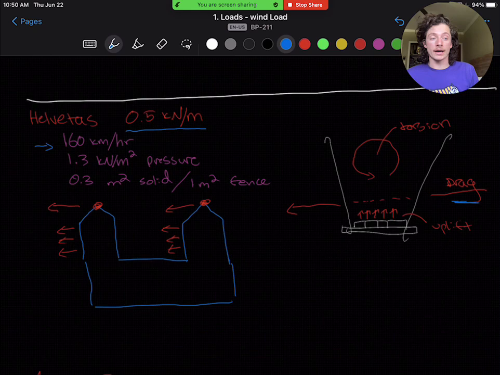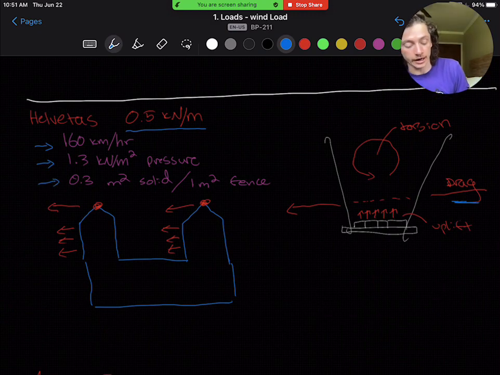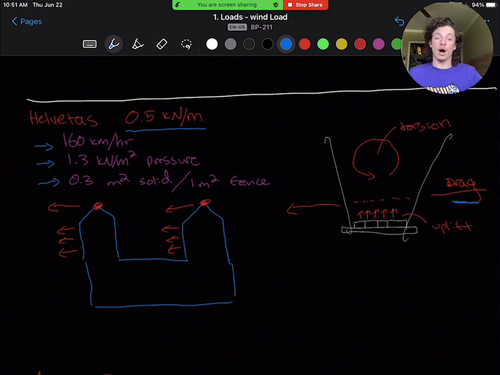horizontal to the walkway, and is equivalent to 1.3 kilonewton per meter squared of pressure, acting on an equivalent area of 0.3 square meters of solid area per 1 square meter of actual fence or walkway area in section. This is the wind loading we will use for suspended bridges under 120 meters.